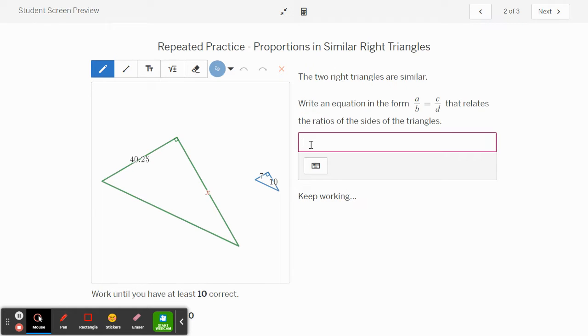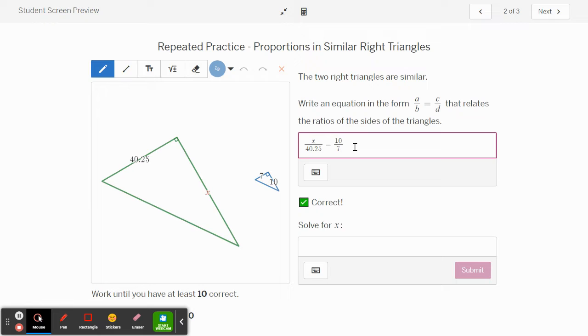All right, we're going to set up a ratio of the sides of the triangle. So these two triangles are similar. That means their slope ratios are similar. So if I say the slope ratio of the green triangle is x over 40.25, that's going to be equal to the ratio of the blue triangle, which would be 10 over 7. And it'll tell you if you got it right.